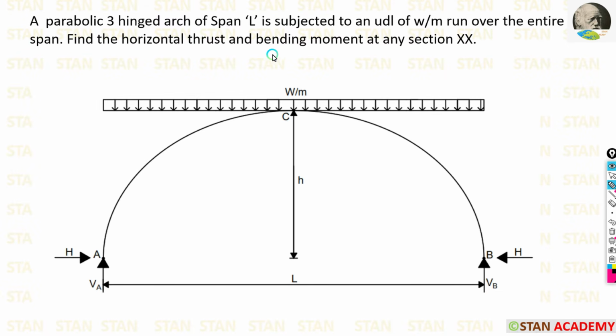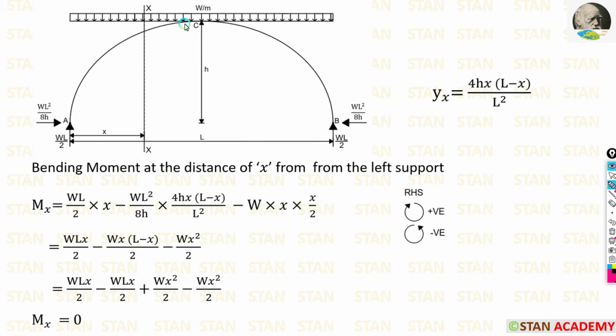In the question, we have been asked to find out the bending moment at any section XX. For that, we can make the section anywhere in the arch. We can make it randomly. I am making it here. This section is having the horizontal distance of x from the point A. For calculating the moment at this section, we need to find out the height. For finding out the height, we know the formula 4hx into (L minus x) by L square.